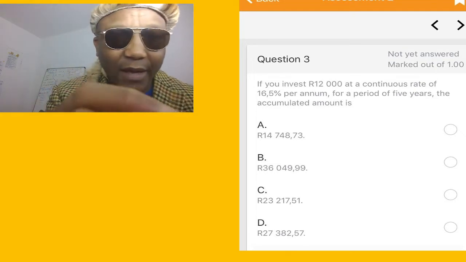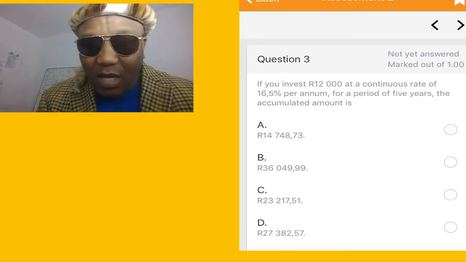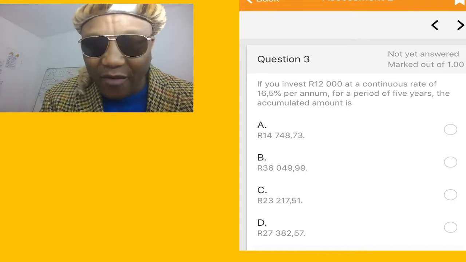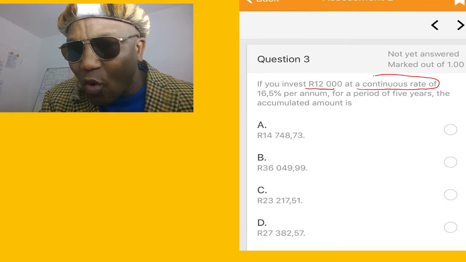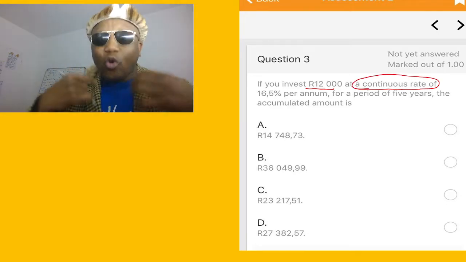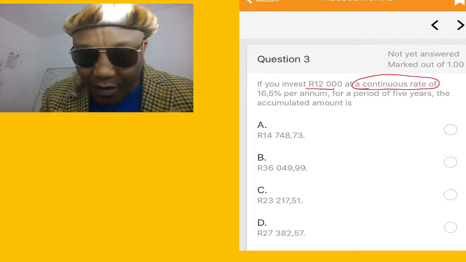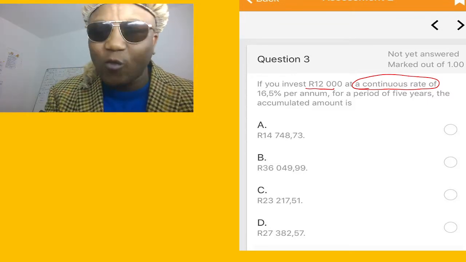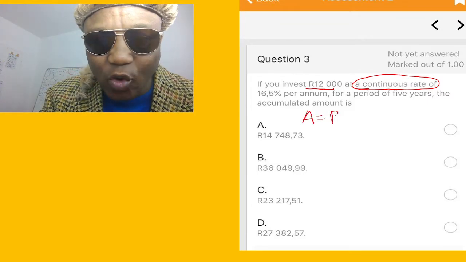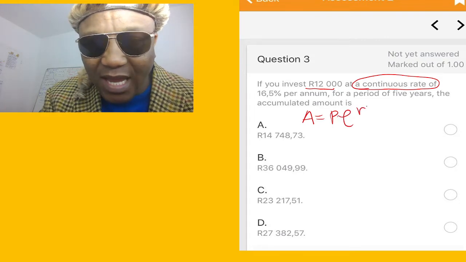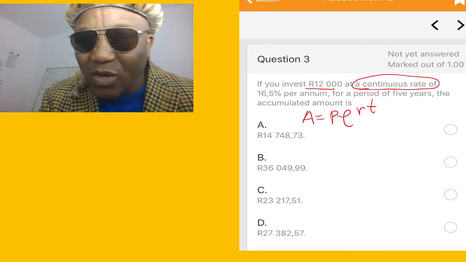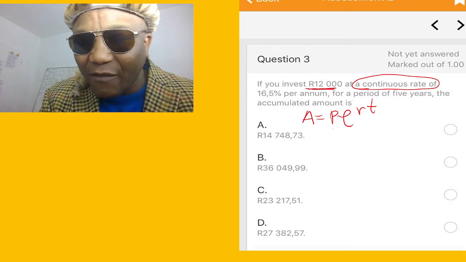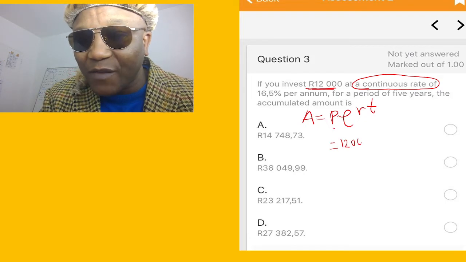Very interesting question. They say if you invest 1,200, so you're going to invest 1,200 at the continuous rate. For continuous rate in finance, we have a formula which says amount equals principal times e to the interest rate times how long. So they say the amount that you invest is 12,000, my apology. So we have a P, meaning the amount you invest.